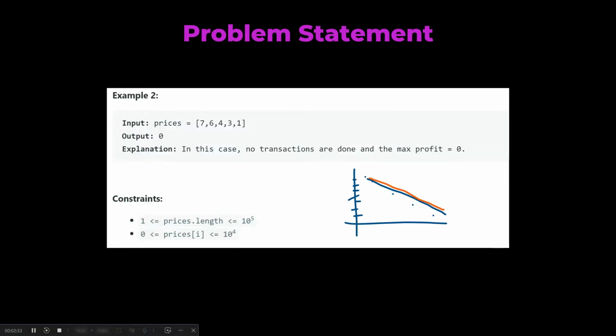So let's have a look at example 2. Here we are given these prices in the array, and they are in descending order. So regardless of which day we buy on, all the future days are decreasing, so we are not going to make any profit. It will be negative if we sell on the following day or any other day, so the maximum profit is 0. The constraints are that the prices length is between 1 and 10 to the power 5, and the value itself is between 0 and 10 to the power 4.